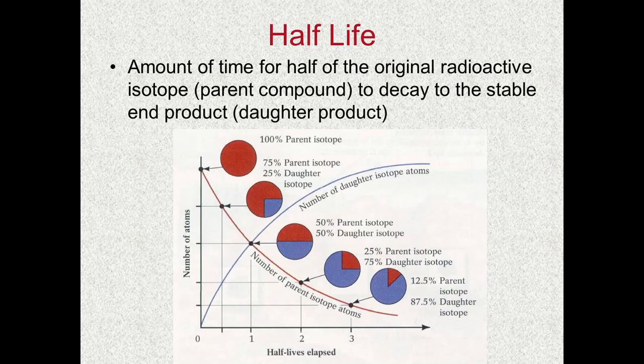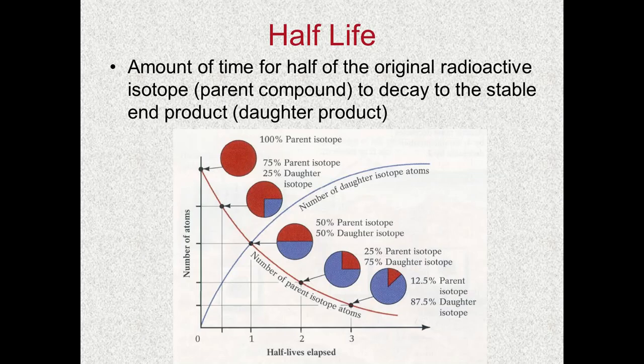Will the daughter ever reach 100, and will the parent ever reach 0? The answer is no. If you start with something that has a particular amount of parent to begin with, and you keep halving it, it is a mathematical impossibility that it will ever reach 0.